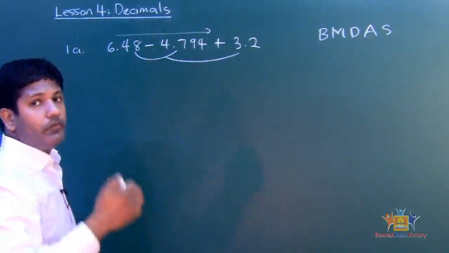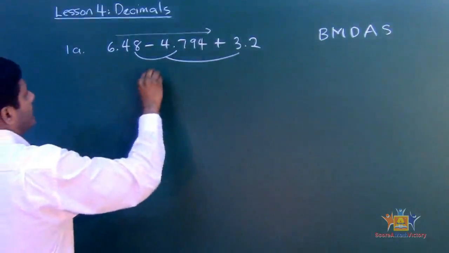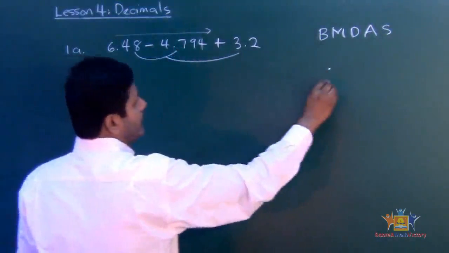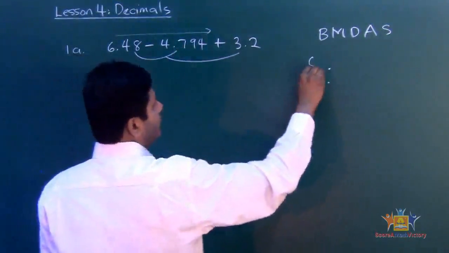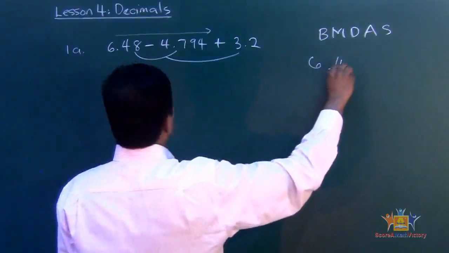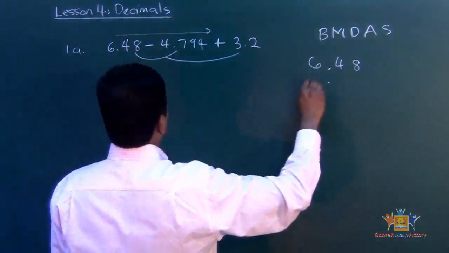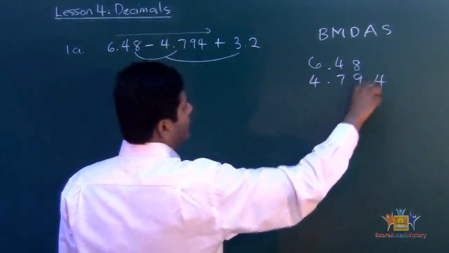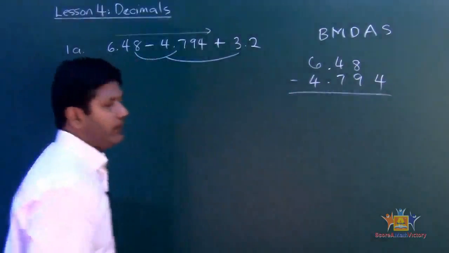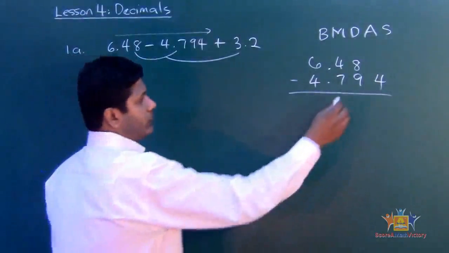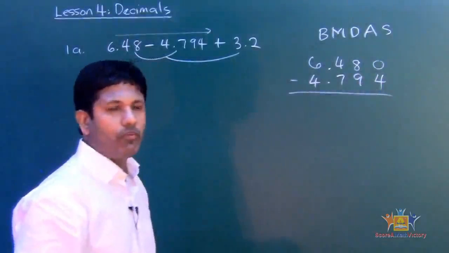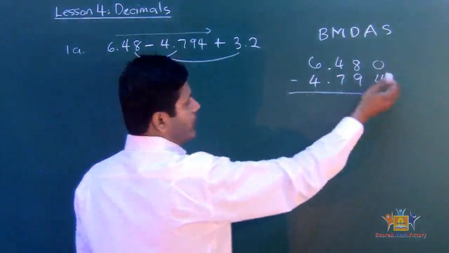So what are you going to do? We're going to grab them by the decimal and line them up. And then we're going to grab that one and line them up. So that is 6.48 and then 4.794. And we're going to subtract. So what do you do next? Look at that. You can put a 0 right there. So that means you have 6.480 subtract 4.794. Let's start from the very right.